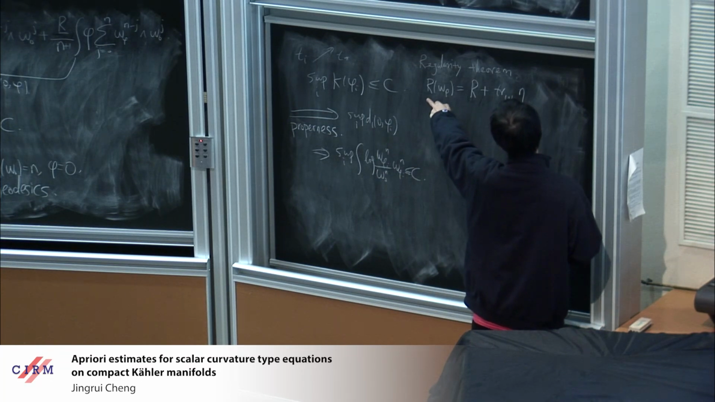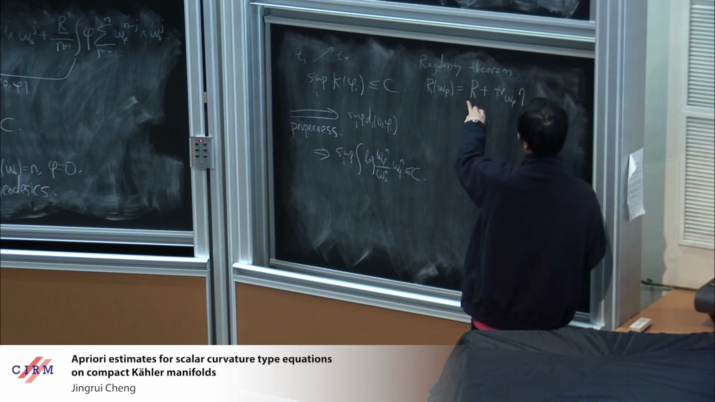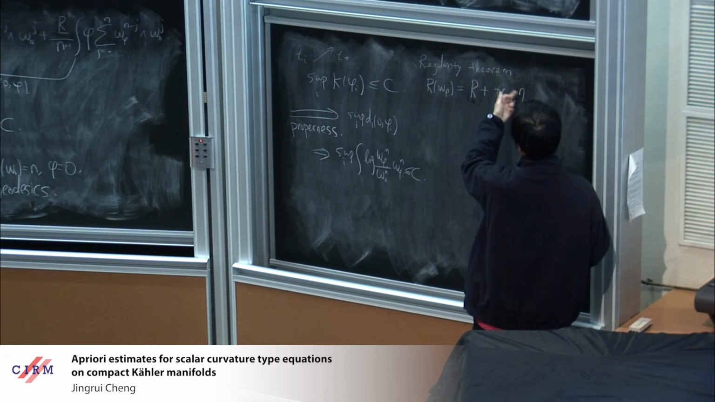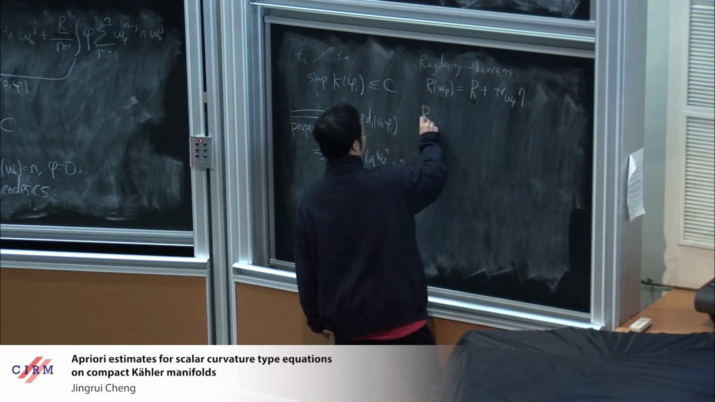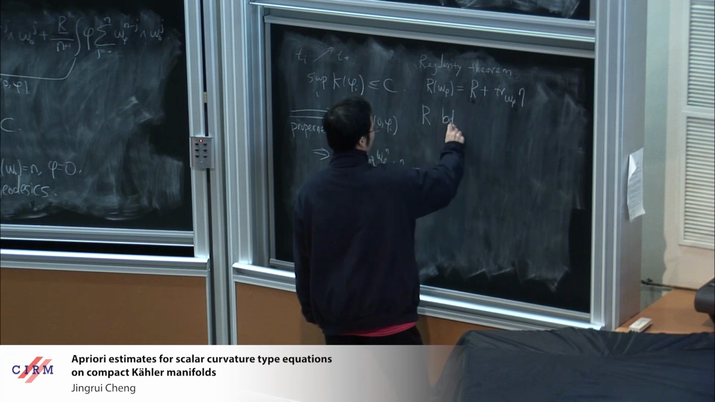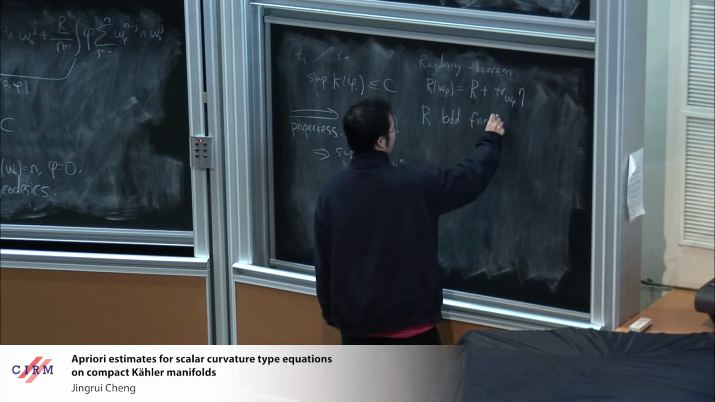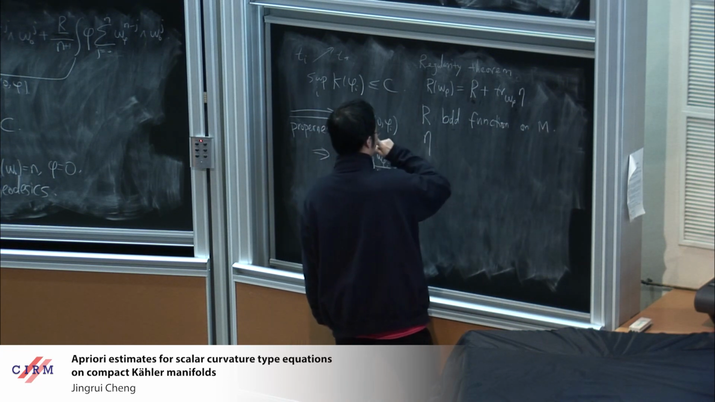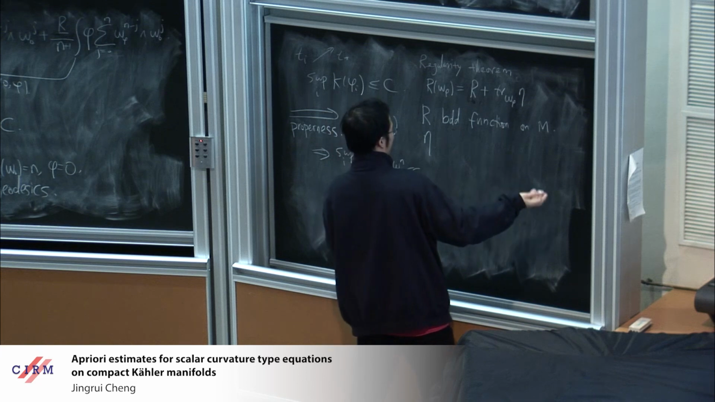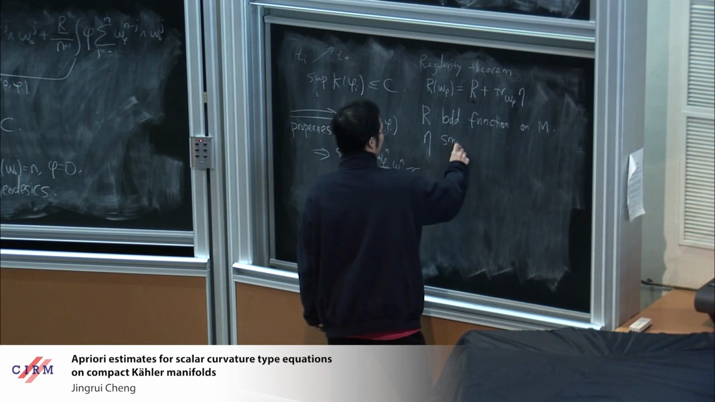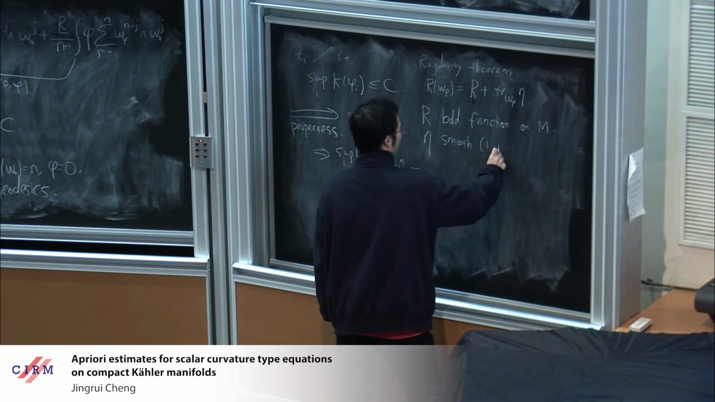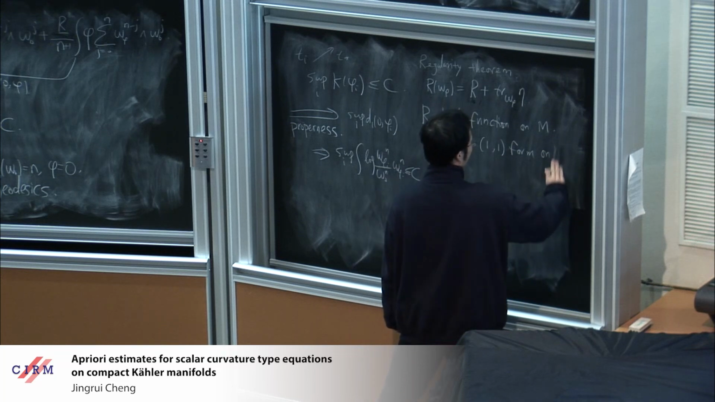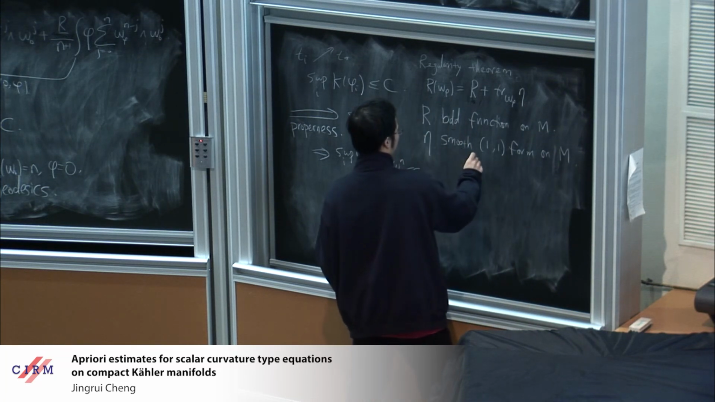So we consider equations of the form: the scalar curvature equals some bounded function plus the trace of a bounded (1,1)-form. So R is a bounded function on M, and eta, let's call it smooth, you can assume it's smooth, a (1,1)-form on M. Yes, maybe I will need to choose smooth and closed.